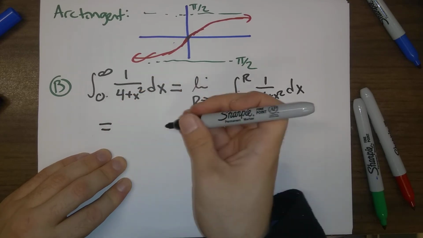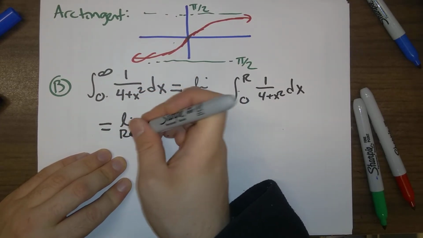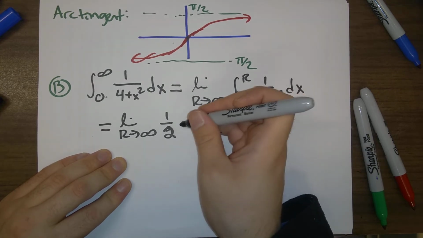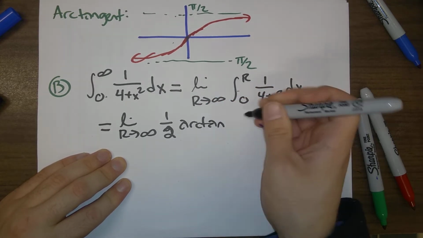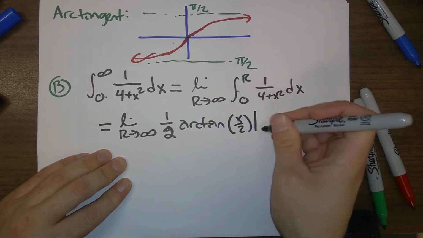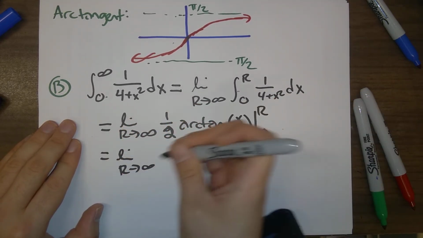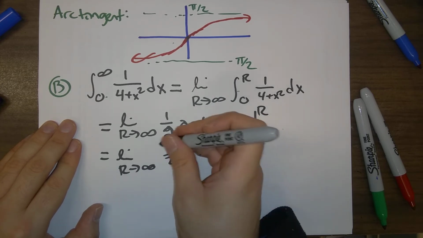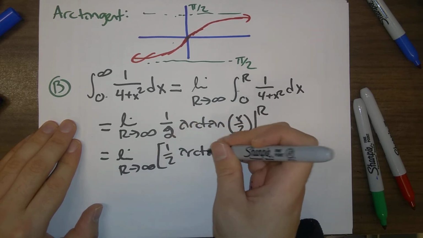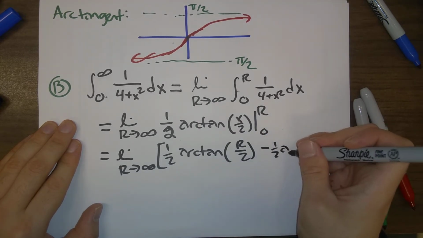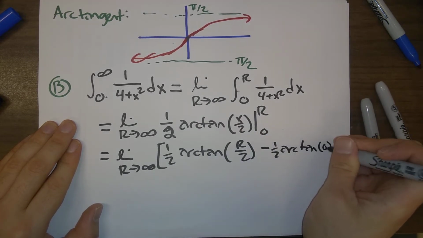We already know that antiderivative, so let's just write that down. So this all should feel very familiar. Plug in 0 and r, so our next line, limit as r goes to infinity of 1/2 arctangent of r over 2 minus 1/2 arctangent of 0.